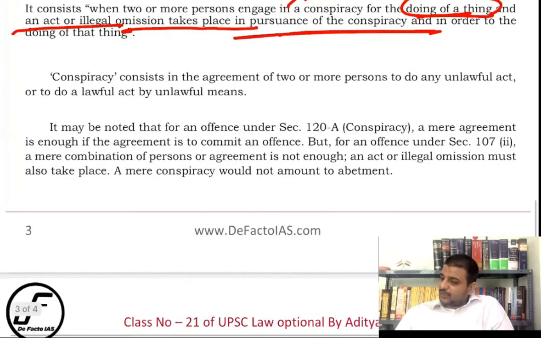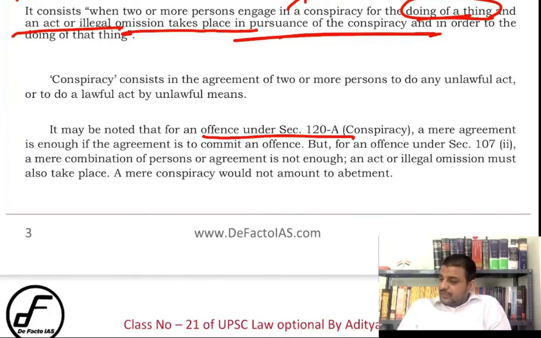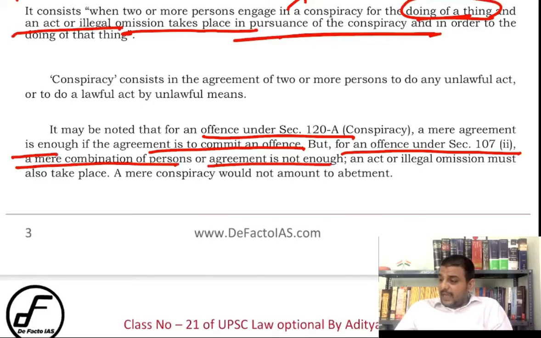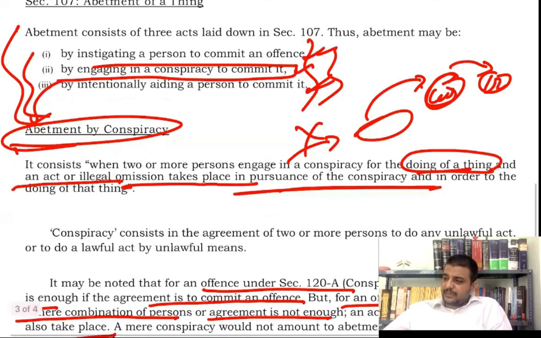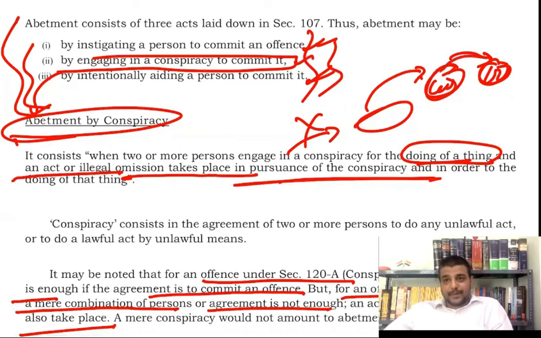Similarly, let us go to some of the previous years. Here I have given a note. It must be noted that for the offense under section 120A, a mere agreement is enough if the agreement is to commit an offense. But for the offense under section 107, that is abetment by conspiracy, a mere combination or agreement of persons is not enough. An act must also take place. So that is a very simple thing. This is the crime, and I am doing a conspiracy, and I am doing an abetment by conspiracy.